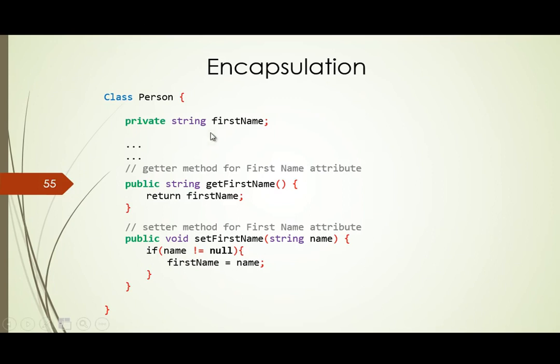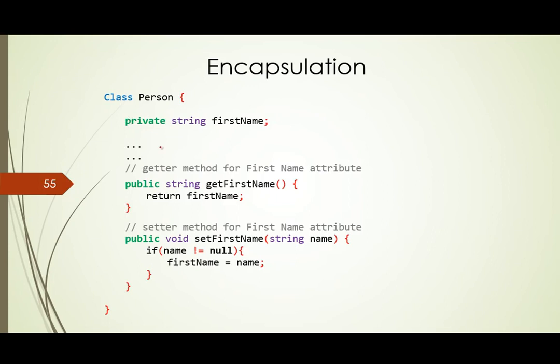So let's say you have a first name field in your class, and to hide this field, you really don't want to express it as public. So far you know the access modifiers because I have talked about it. So if you don't know access modifiers, go back and watch the video again. So it's private, so no one outside the class can access this field.